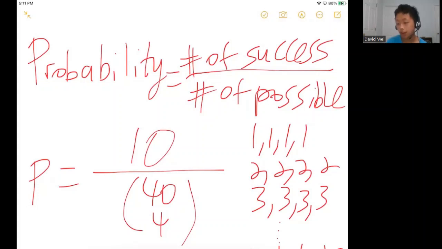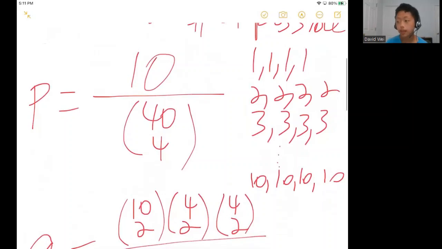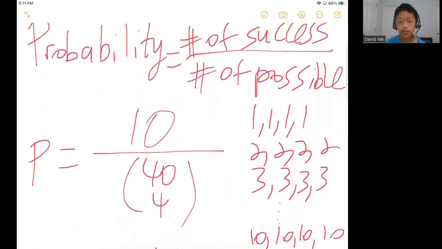In this case, the possible outcomes for P and Q were both 40 choose 4, and the number of successful outcomes for P was 10, right? Because you either choose 1 1 1 1, 2 2 2 2, 3 3 3 3, all the way up to 10 10 10 10. Those are the only 10 possible sets of 4 slips of paper you can choose to all have the same number.